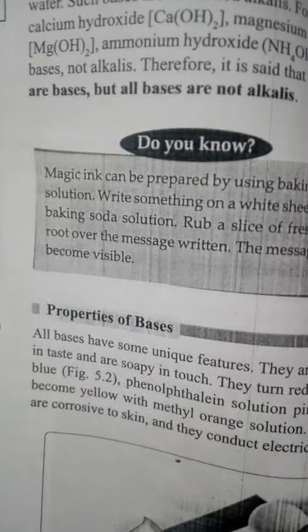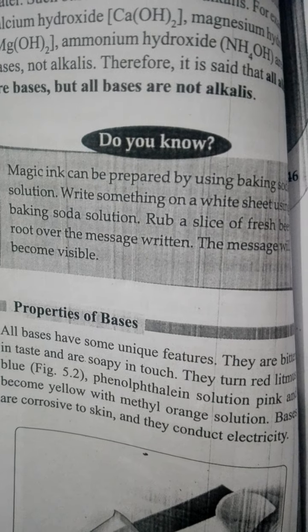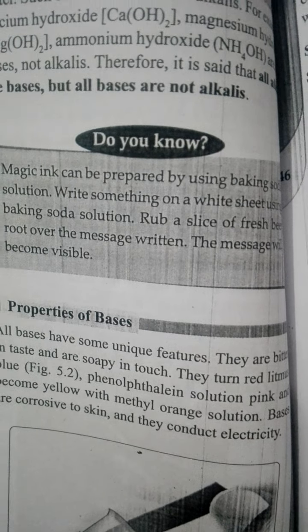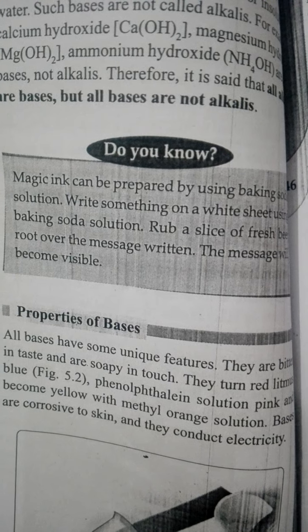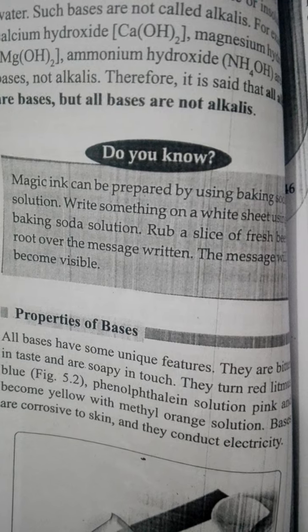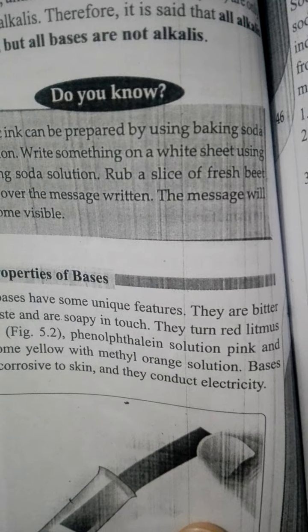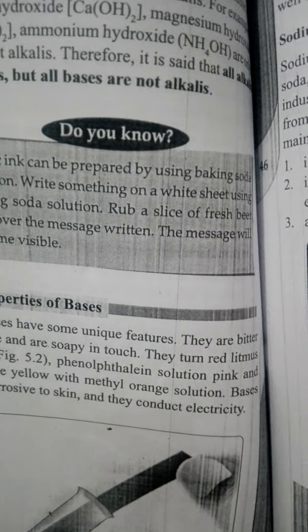So, properties of bases. Bases have some unique features. Acids turn blue litmus into red. Bases turn red litmus into blue. Acids are sour in taste, bases are bitter in taste, and soapy or slippery to touch. Phenolphthalein solution turns pink with bases and they become yellow with methyl orange solution. Bases are corrosive to skin and they conduct electricity. Acids also conduct electricity.